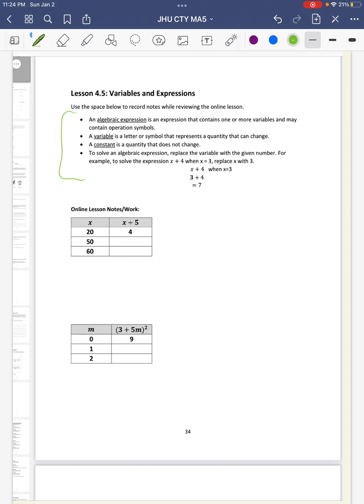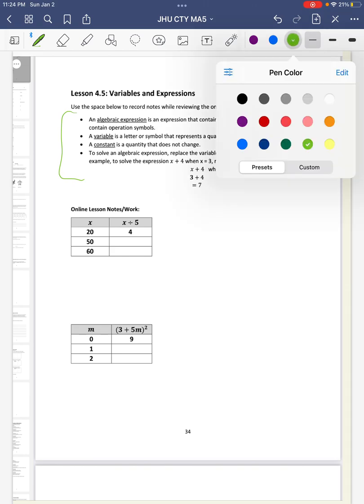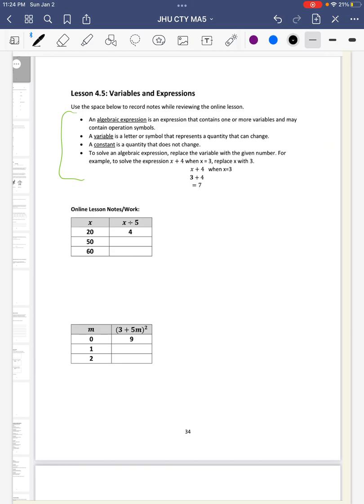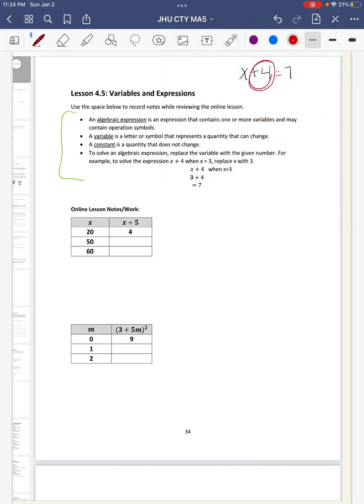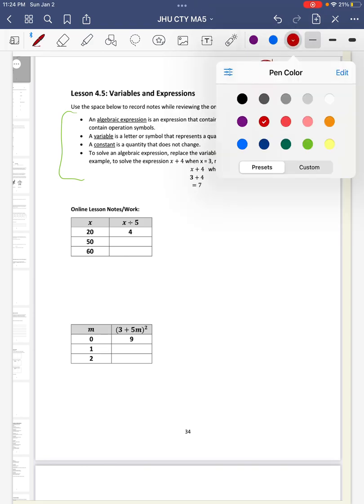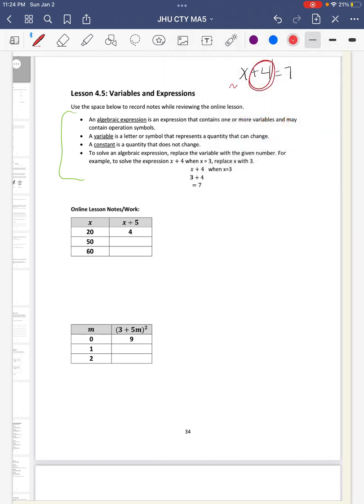And then a constant is a quantity that does not change. So that is like whenever you have a number by itself. So numbers by themselves are constants. Like in this problem, if I were to write this expression, x plus 4 equals 7. Plus 4 is my constant because it doesn't change. It doesn't get more or less than plus 4. It's always going to be a positive 4. X is my variable, because it's just my unknown. And then 7 is my solution, my answer.